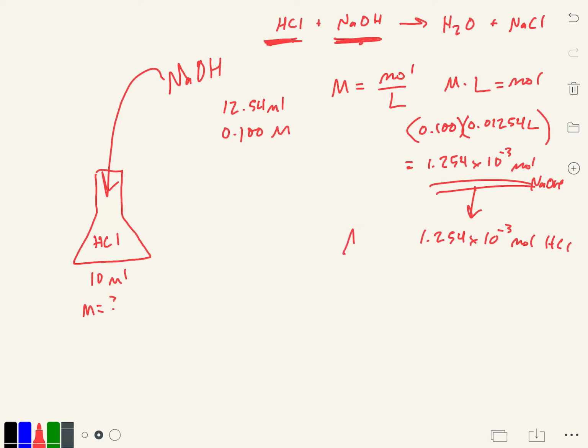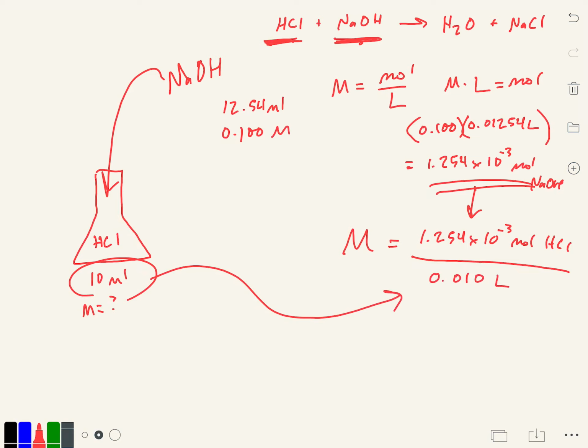And the volume of HCl was 10 mils. So that's 0.010 liters of HCl. So now I'm at my answer. The molarity is just my moles divided by my 0.01 liters, or 0.1254 molar. So we can see how we can set this up and how we can use the balanced equation and the molarity equation of just moles over liters to actually solve for the concentration of one of these unknowns.